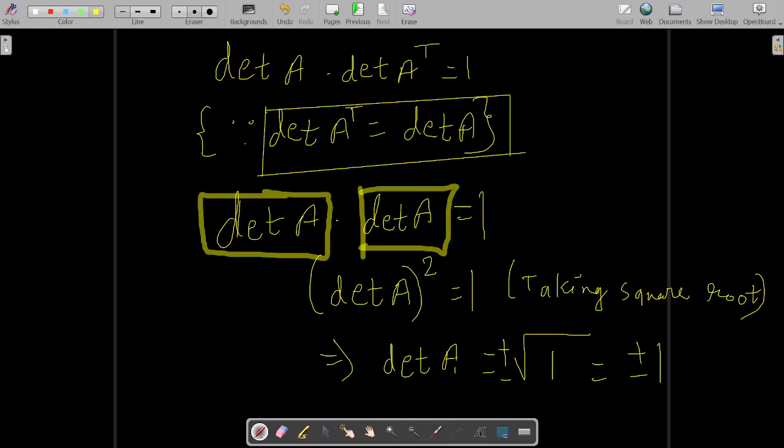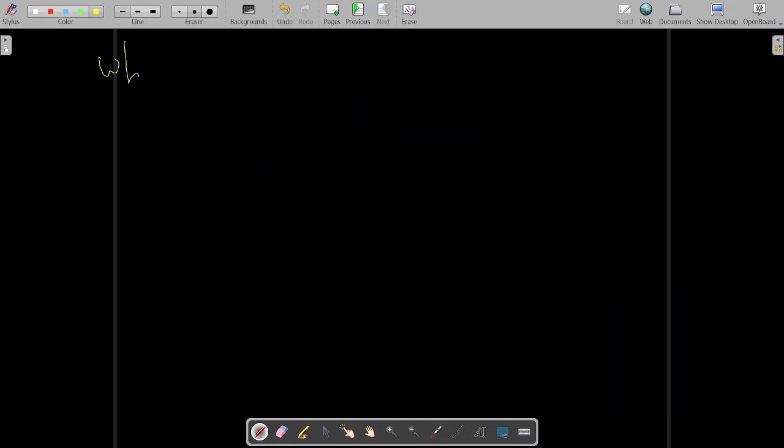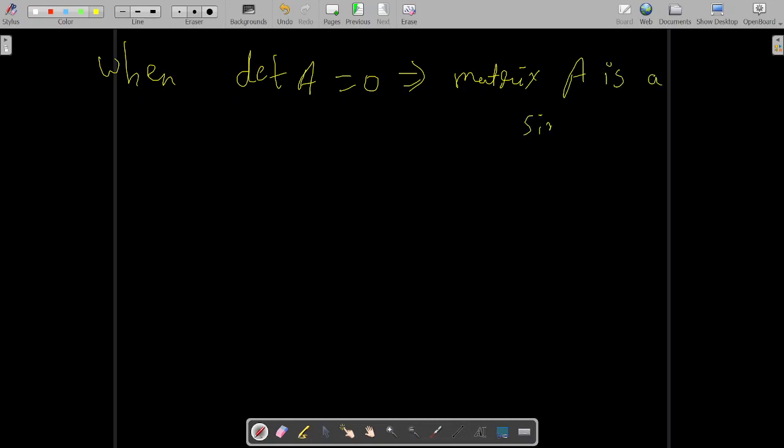You now know that determinant of A is equal to plus minus 1. Now I had told you that when determinant of A is equal to 0, that implies matrix A is a singular matrix.